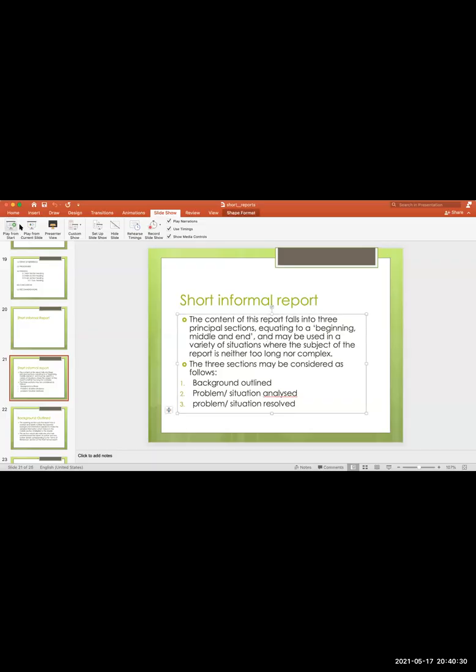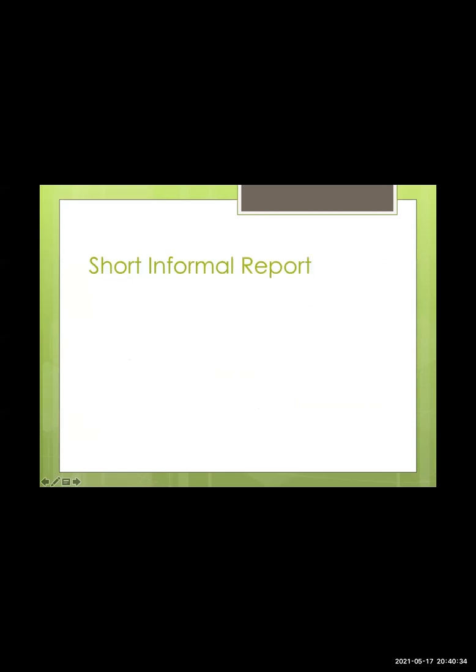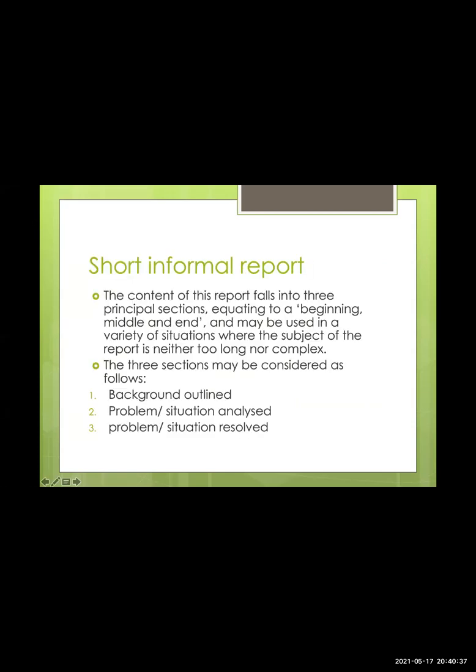So now we go to looking at the short informal report, and it's kind of similar to the short formal. It's just that the headings are not necessarily the same. For the short informal report, the content falls into three principal sections: beginning, middle, and end. In other words, introduction, body, and conclusion. You have the background, which is really similar to what is called the terms of reference. In the body, you have the problem and the situation analyzed at each stage. Problem, situation, resolve, things like that.